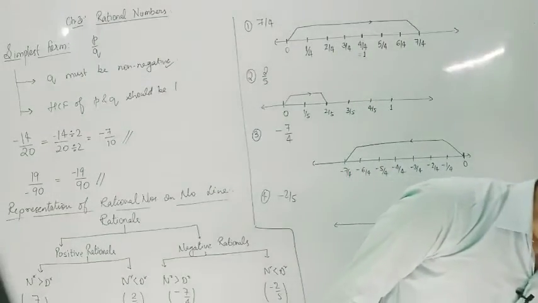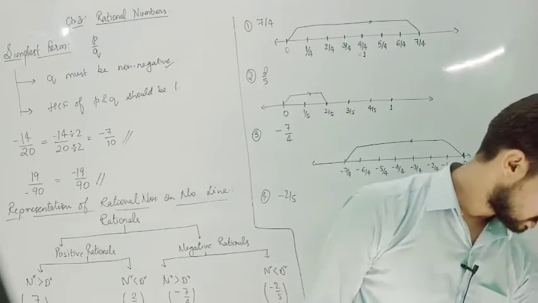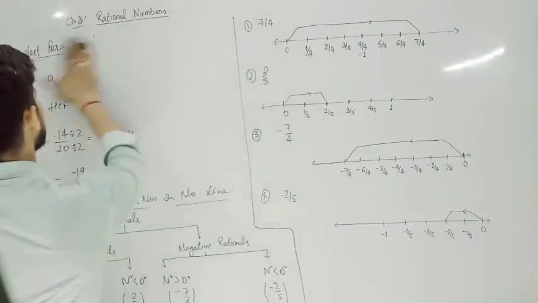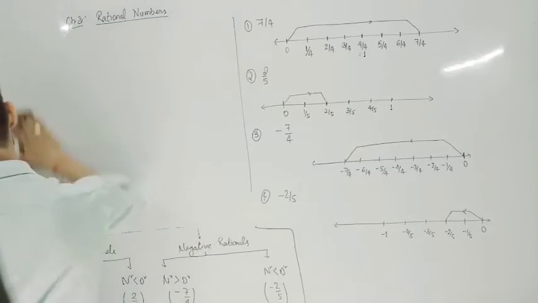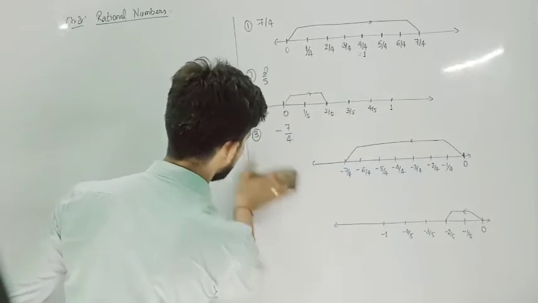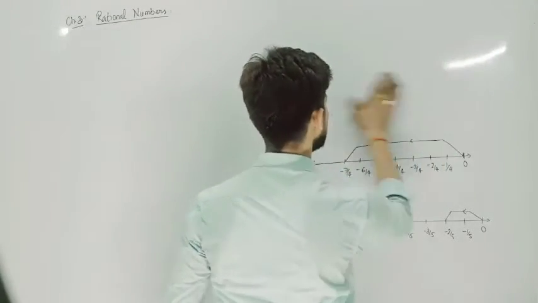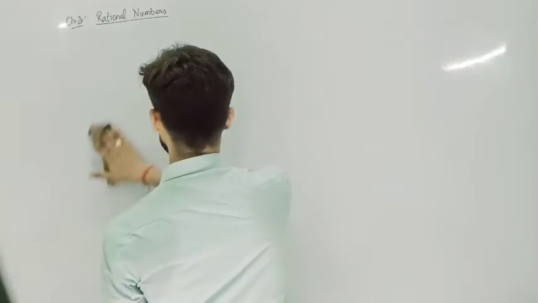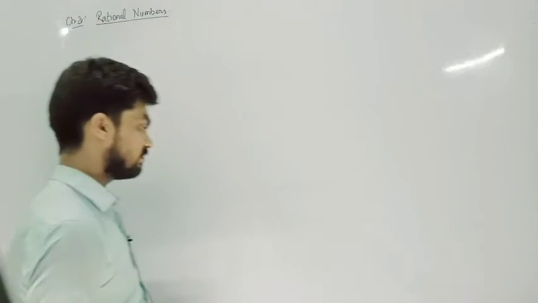Next is the absolute value of a rational number. Let's see what the absolute value is. These are the key terms that you should know. Otherwise, it will be difficult for you to understand. So let us see which are they. Next topic is absolute value of a rational number.